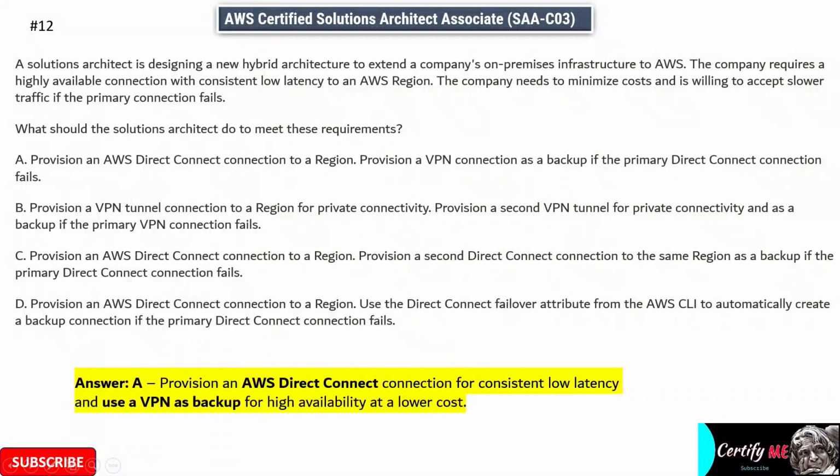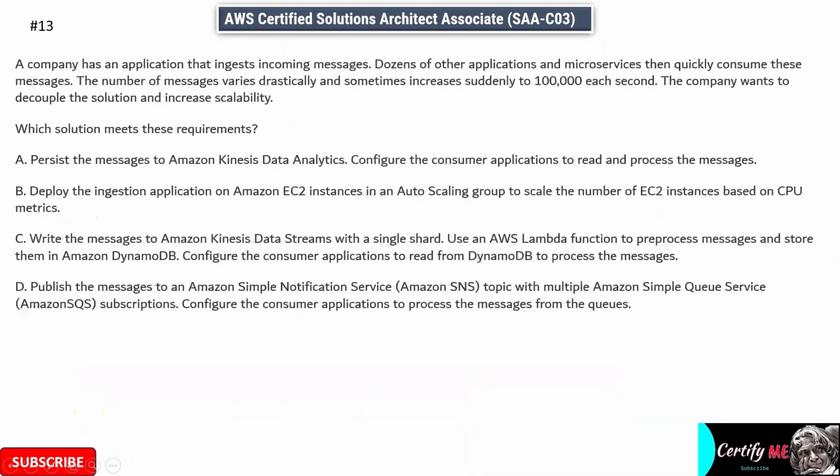Option A is the correct answer. Provision an AWS Direct Connect connection for consistent low latency and use a VPN as a backup for high availability at a lower cost. Next question.